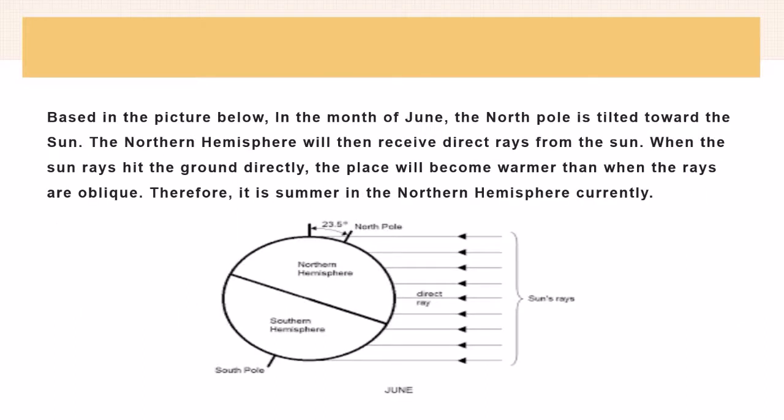Based on the picture below, in the month of June, the North Pole is tilted toward the Sun. The Northern Hemisphere will then receive direct rays from the Sun. If the Sun's rays hit the ground directly, the place will become warmer than when the rays are oblique. Therefore, it is summer in the Northern Hemisphere currently.